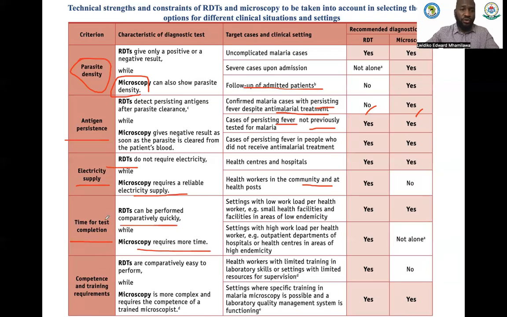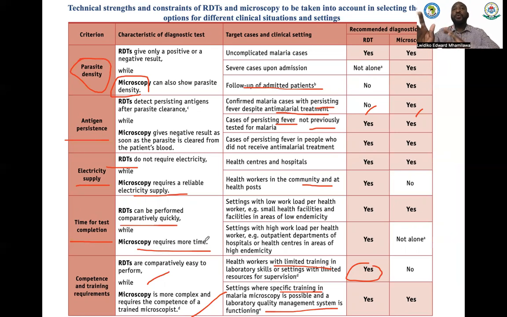And again, this also goes with competence and training. Microscopy needs highly skilled personnel compared to rapid diagnostic tests. So if you have workers with limited training, you'd rather use the rapid diagnostic tests. And if you have specifically trained people, and you're also able to do functional laboratory quality management, then you could use both. So this is, in a nutshell, rapid diagnostic tests and microscopy tests, which are useful in a clinical setting.